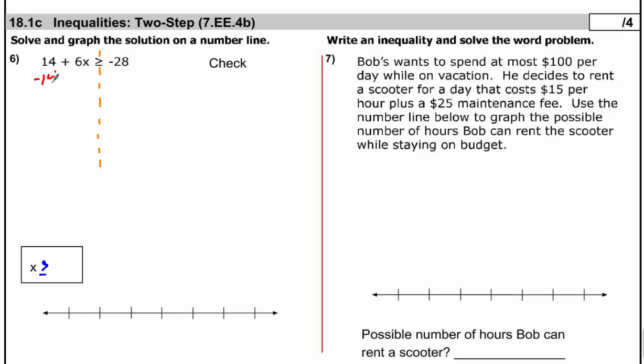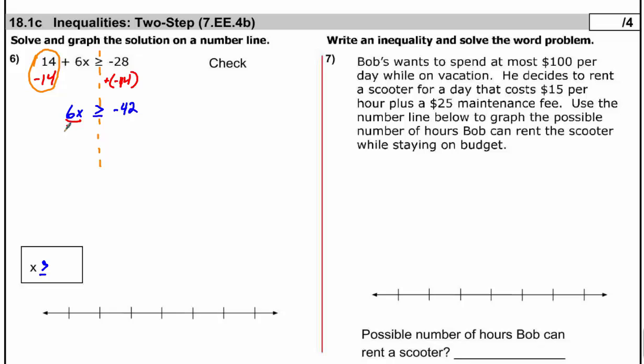I'm going to take away the 14. Over here, I'm going to think of it as add negative 14. Remember, those are the same thing. Subtracting 14, adding negative 14, they're the same thing. Here, they cancel out entirely, which means I'm left with 6x greater than or equal to 28 negatives plus 14 negatives are 42 negatives.